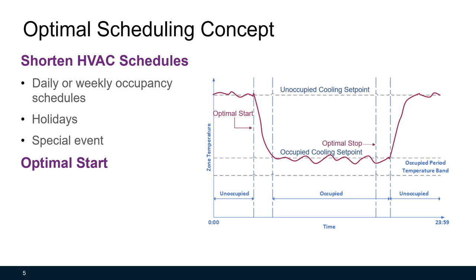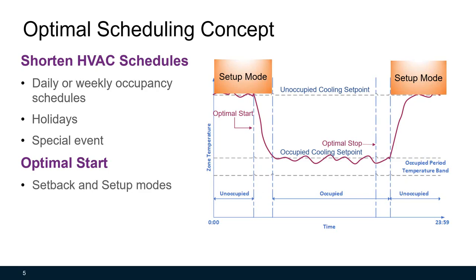In the unoccupied period, the zone temperature could be higher than the unoccupied set point, and the building's cooling system needs to start to maintain the zone temperature to not be too high. The orange region is called setup mode, and the building's cooling system needs to start to maintain the zone temperature under control even in the unoccupied period. This is opposite to the night setback mode during the winter.